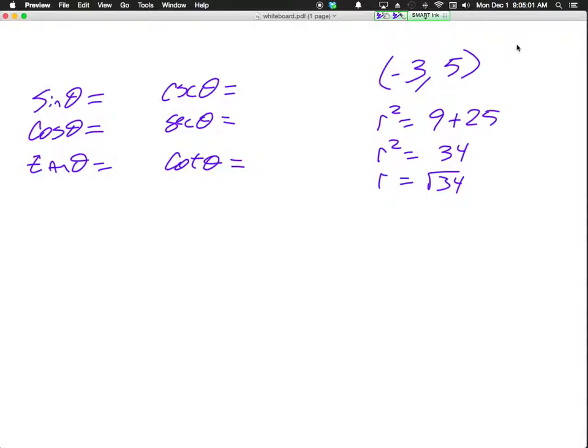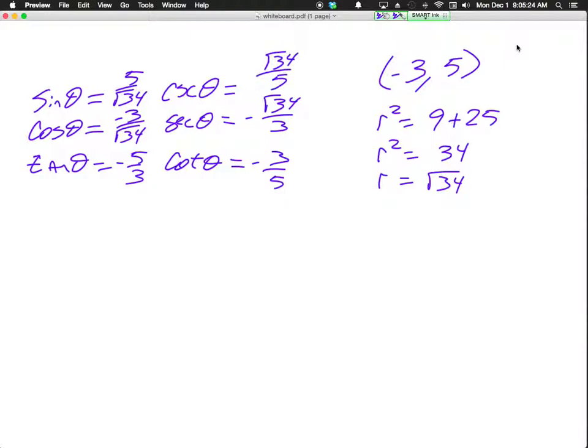Okay, and then what's our definition of sine? Y over R, so that's 5 over radical 34. Definition of cosine, X over R, and then everything else falls into place. And there are 6 trig functions of the angle whose terminal side goes through the point -3, 5. So find your hypotenuse, and then everything falls into place.